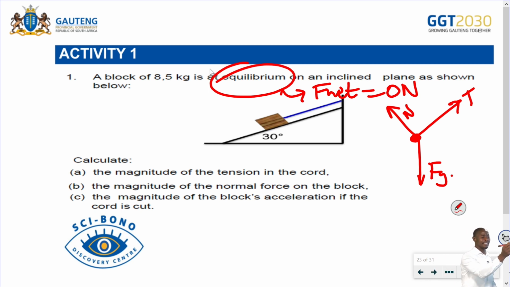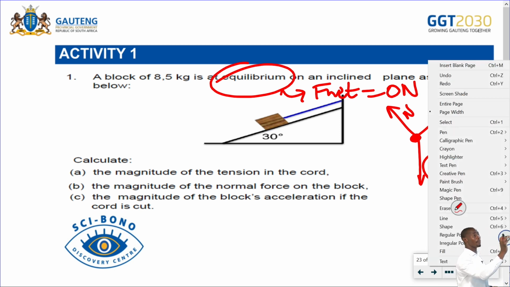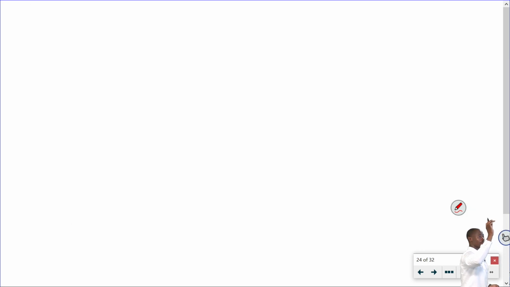First thing, this is an inclined plane, right? So this free body diagram is correct. But now that they're talking about calculations, we need to resolve weight into its components. So let's resolve weight into its components. Let me insert a blank page. So we are resolving weight into its components.